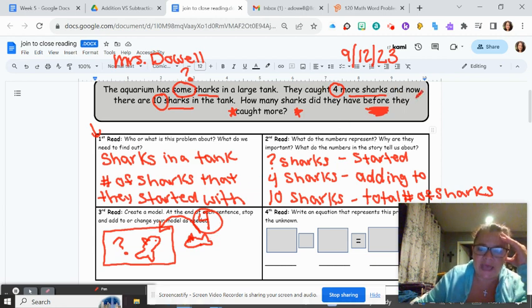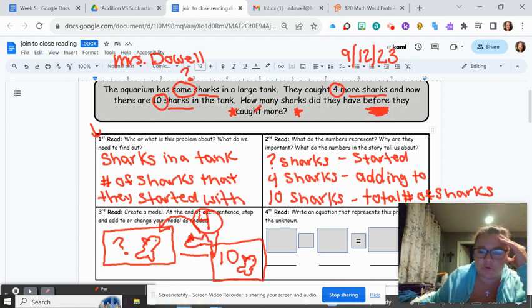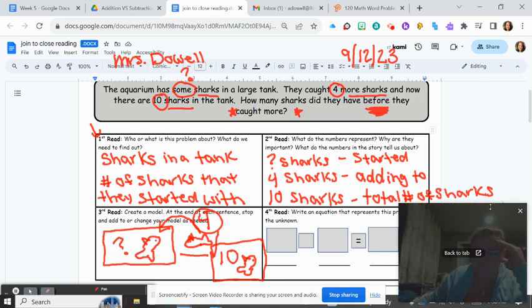Now it says, and now there are 10 sharks in the tank. So when you take this one and this, we have the tank. And now there are 10 sharks in the tank. All right, so here's my drawing, my model that represents what happens here. Remember, I'm going sentence by sentence.